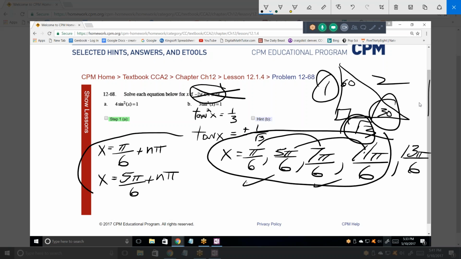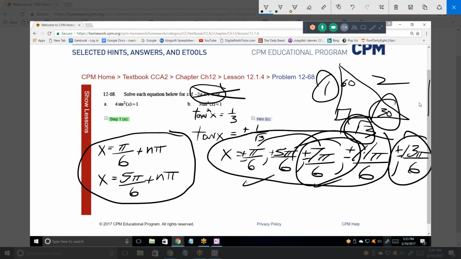This combination between those two gives you all of the answers, including plus or minus, because n can be plus or minus. n doesn't have to be positive integers only. n can be negative. So n can go from negative infinity to plus infinity. The only thing about n is that it has to be integers, not fractions. So when n is 1, I get 7 pi over 6. When n is 2, I get 13 pi over 6.